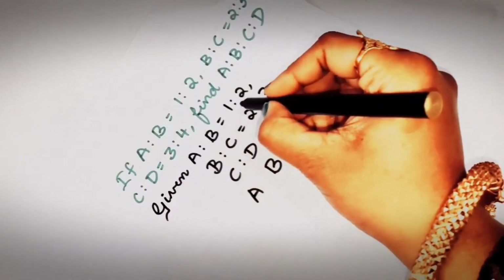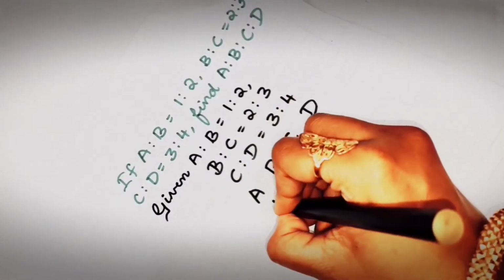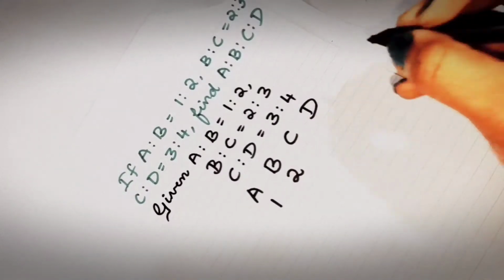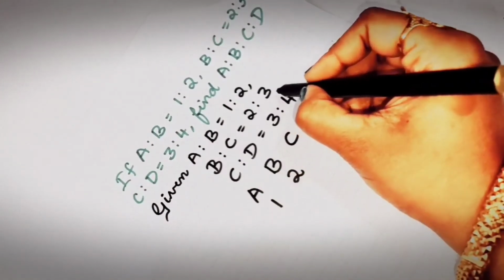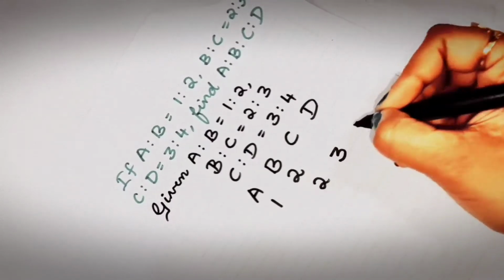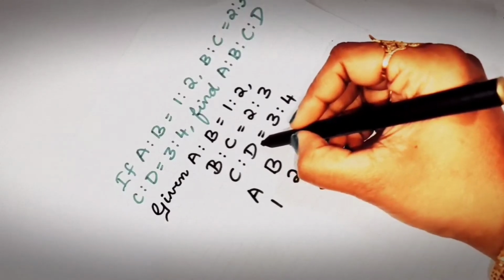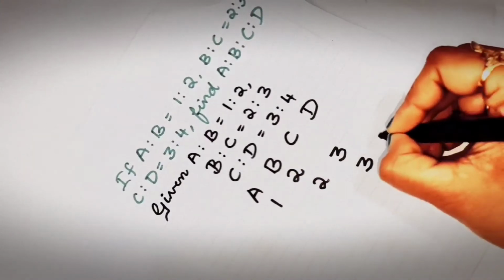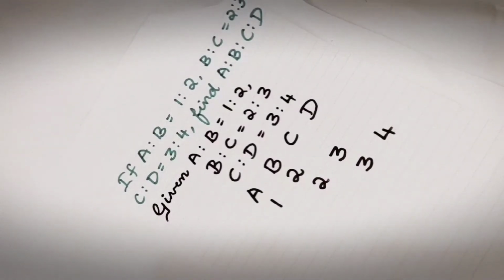A is to B is 1 is to 2. So write 1 below A and 2 below B. B is to C is 2 is to 3. So write 2 below B and 3 below C. C is to D is 3 is to 4. Hence write 3 below C and 4 below D. Now let us mark the blank spaces.